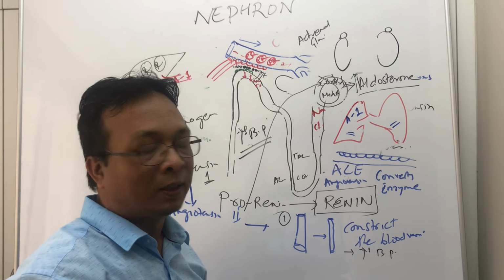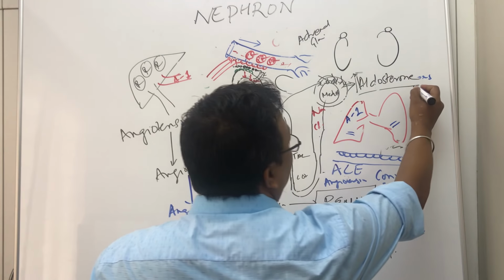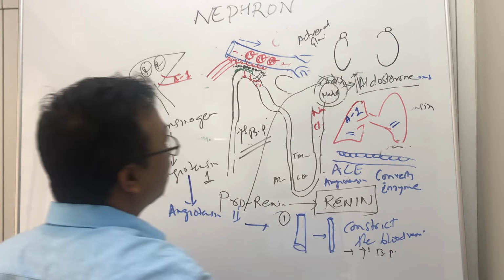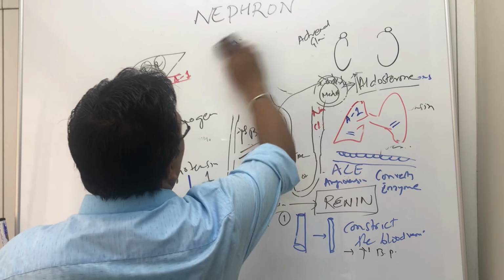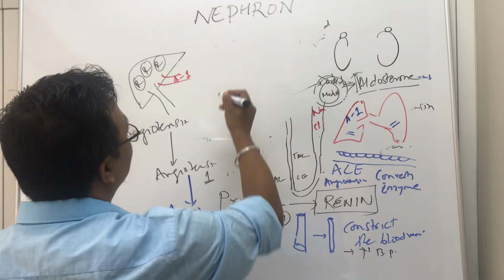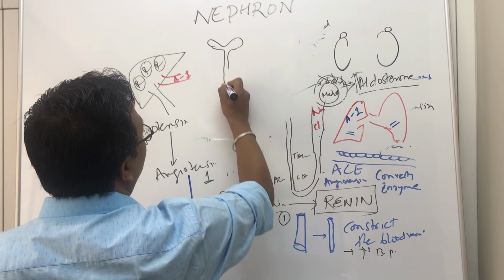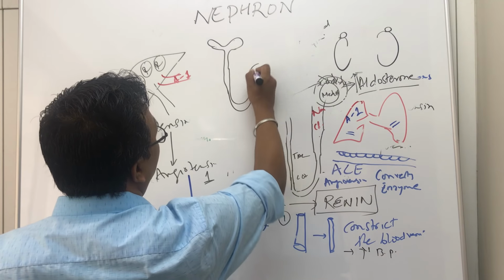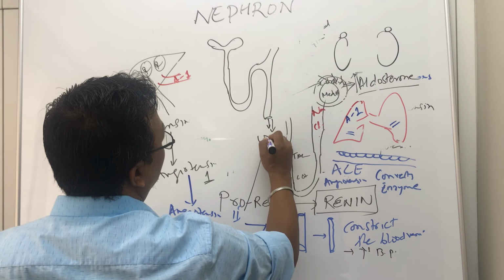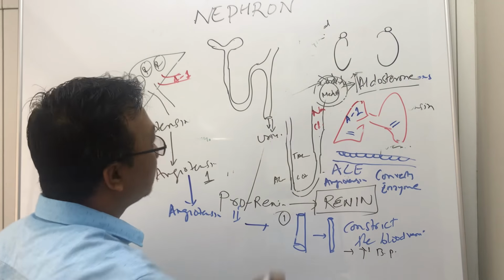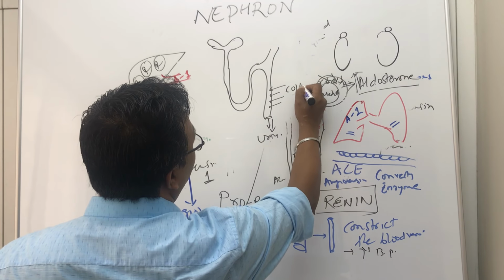Now this increased aldosterone, what can it do in our body? It has a very important function: it can cause increased sodium and water absorption. Let me draw the nephron again. So this is the nephron, Bowman's capsule, loop of Henle, and this is the urine output. This aldosterone will act on the collecting duct.